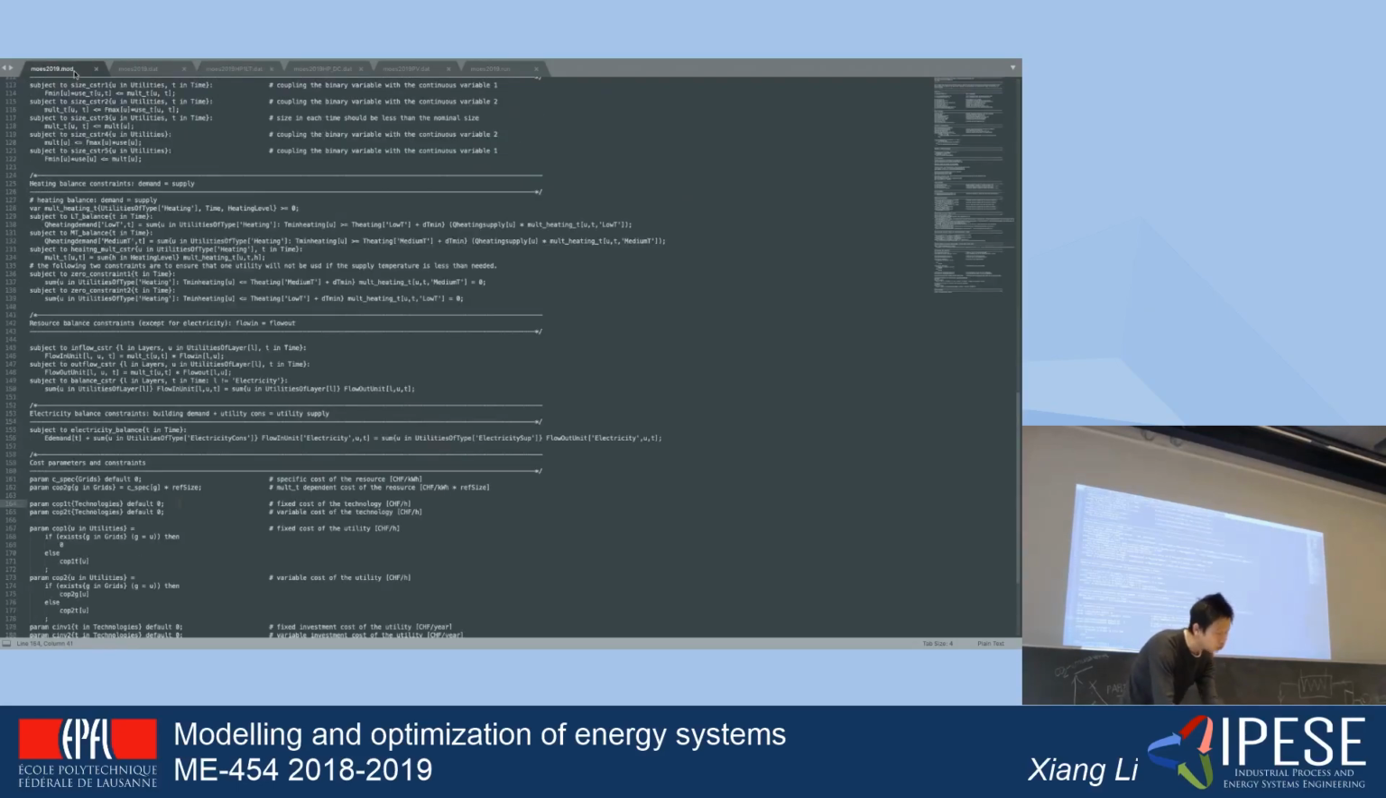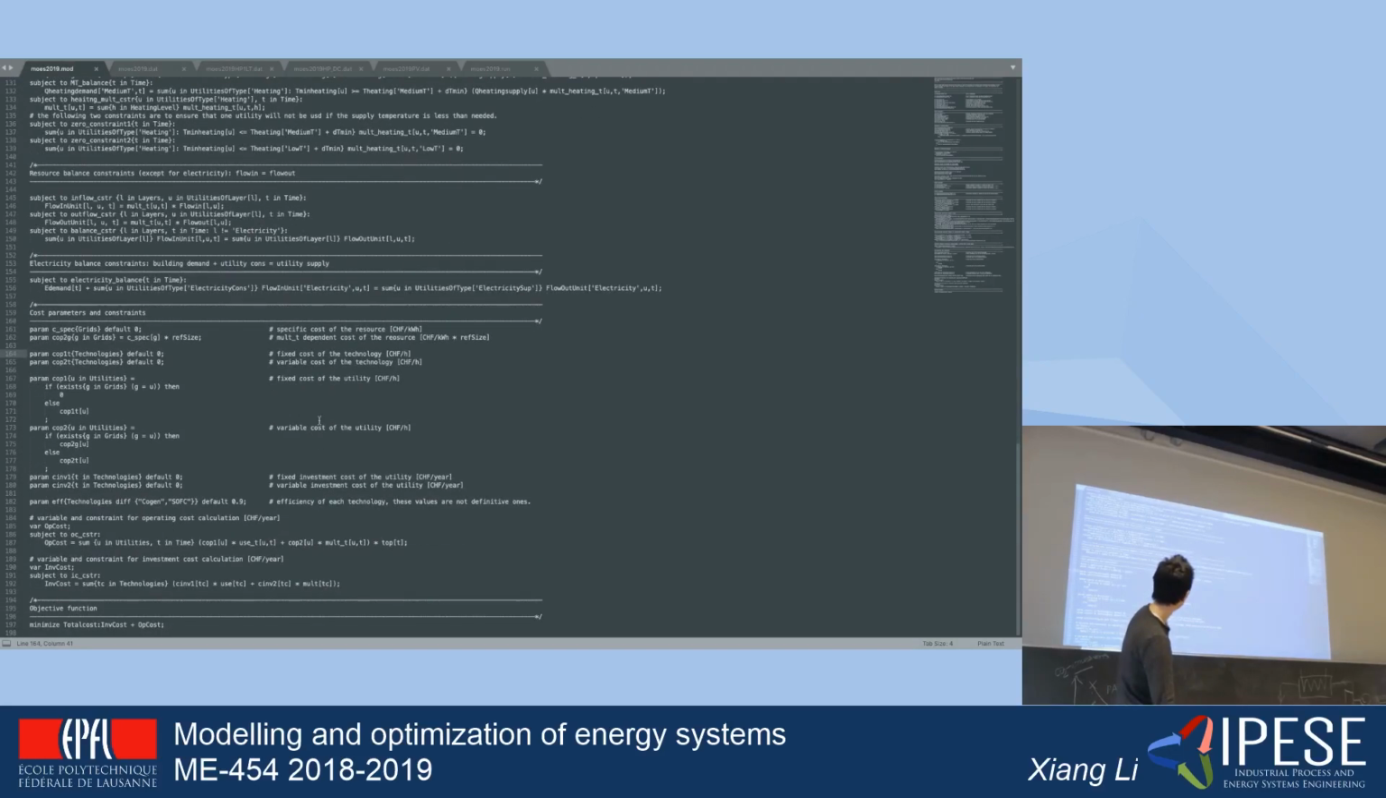And if you want to do some modifications, for example by adding the CO2 cost here, you can directly add a new variable and then add it to the objective function.